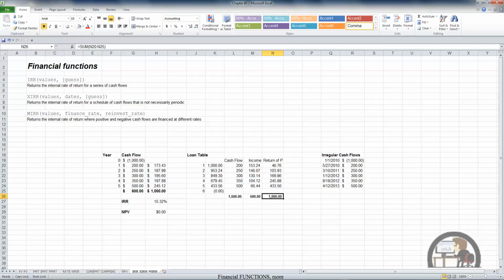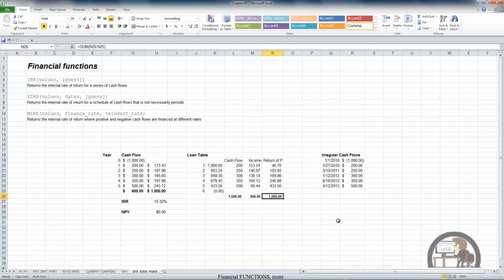We also have the XIRR, the X internal rate of return, which will return the internal rate of return for a non-regular series of cash flows, ones that don't happen with a fixed period every year, every month. So I've built a little schedule of cash flows. It's actually the same values that are taking place sort of randomly beginning January 1st, 2010.